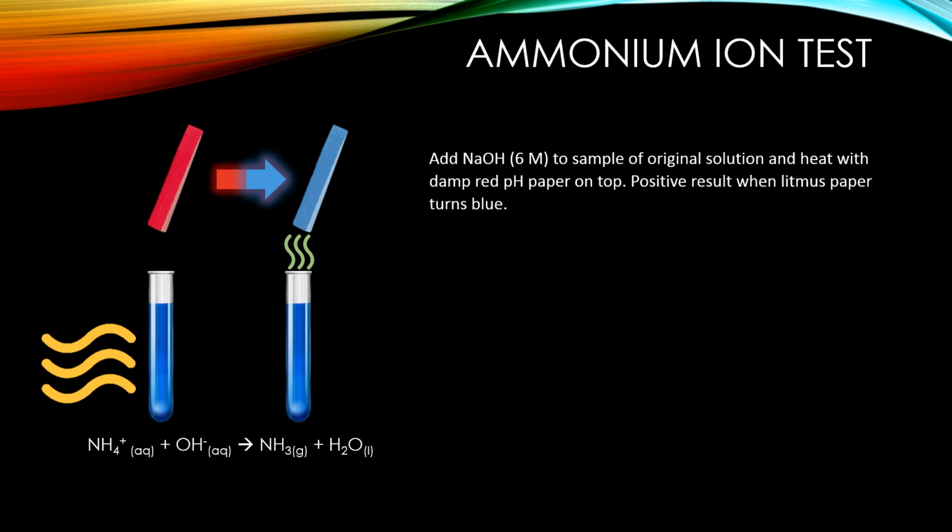Another group 5 cation test is the ammonium ion test, and this is to test for NH4 positive ions within our water solution. How we do this is we add a base to the original water solution. This will produce NH3 gas, which rises up and reacts with the moist red litmus paper, turning it blue.